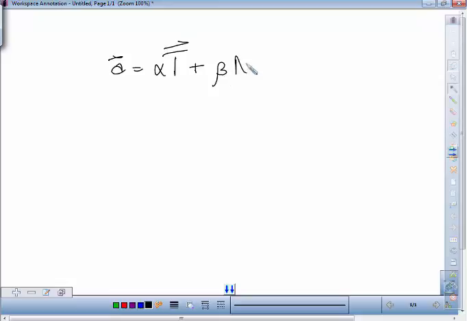All right, so what do we have? We have our acceleration vector. We want our acceleration vector to be some alpha times the unit tangent plus beta times the unit normal vectors. And then we found alpha to be equal to v of t, or the derivative, right? And then beta is equal to the curvature kappa times v squared.